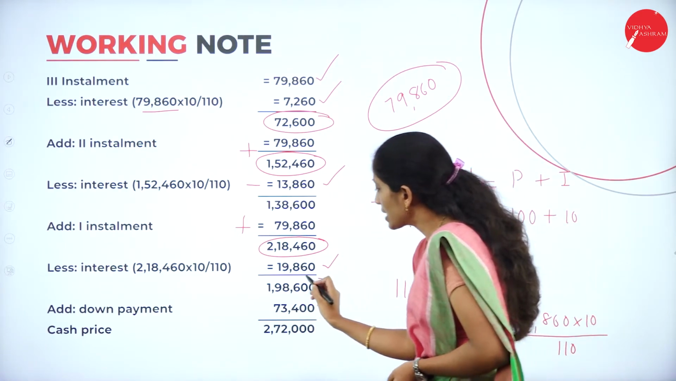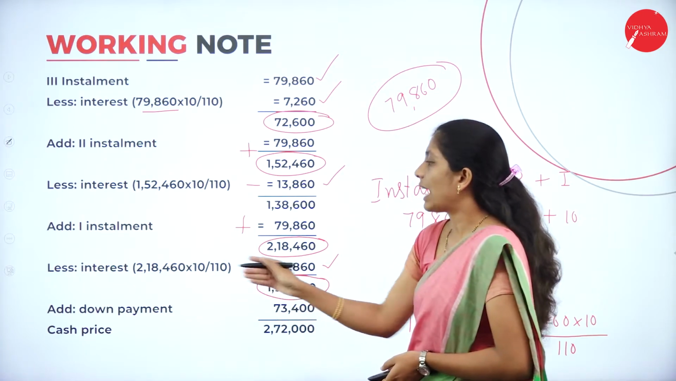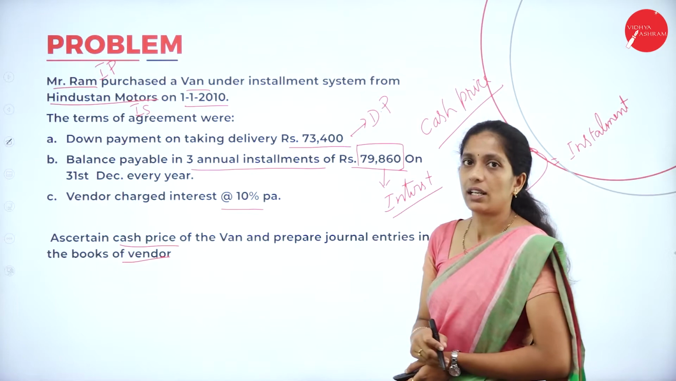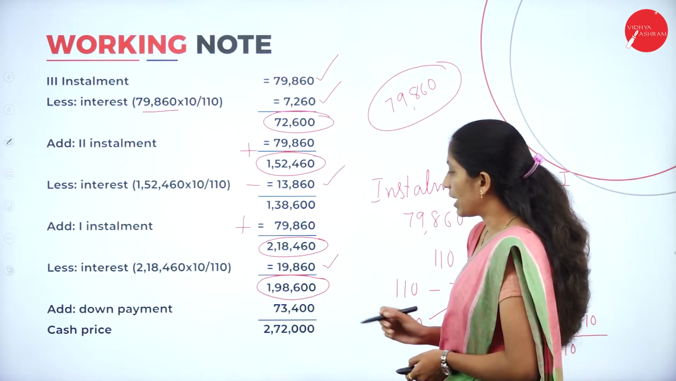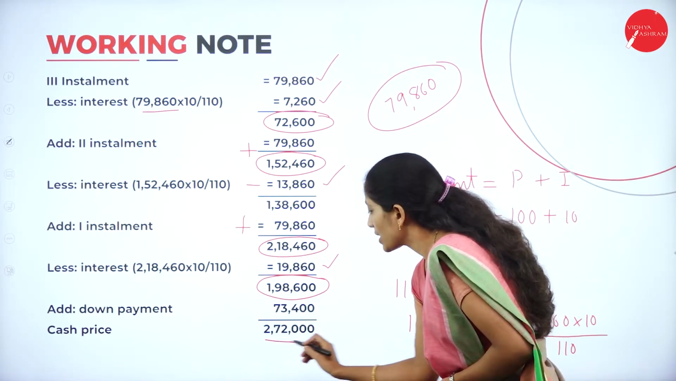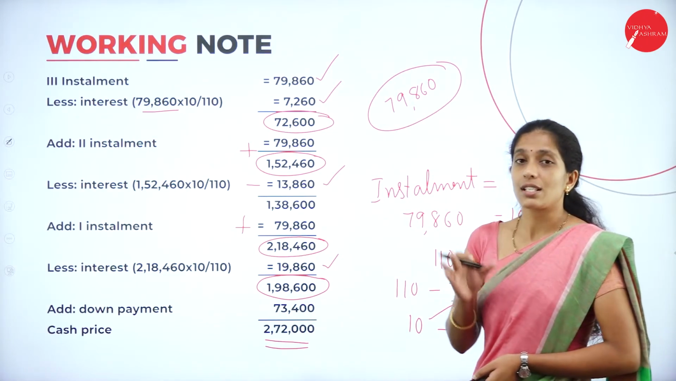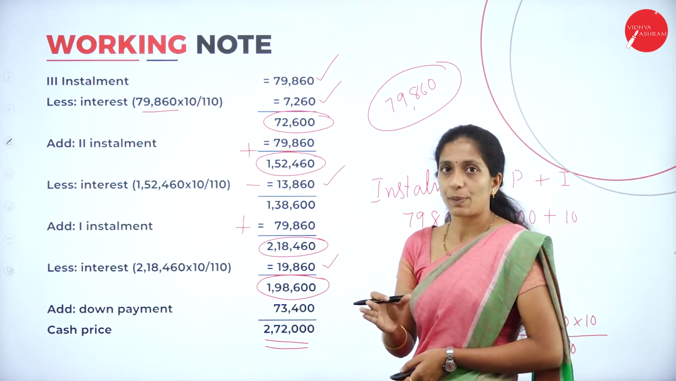So now this is the total amount payable. For that, add down payment. Now what is the down payment? They have directly given 73,400. So add down payment. So what is the cash price of the asset? 2,72,000. So this is how we are going to calculate the cash price of the asset.